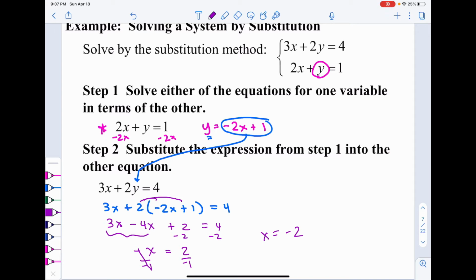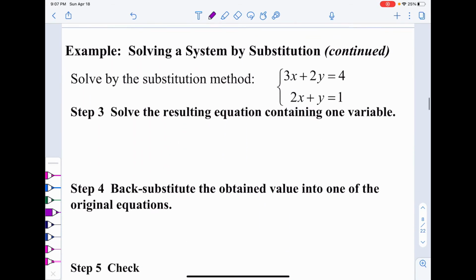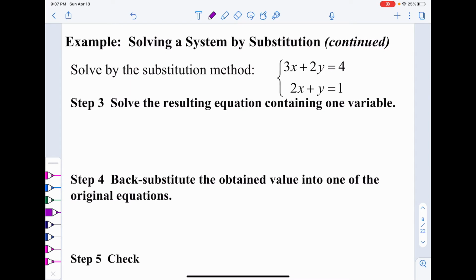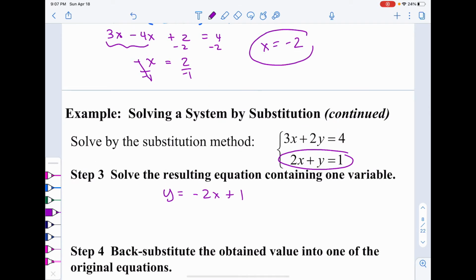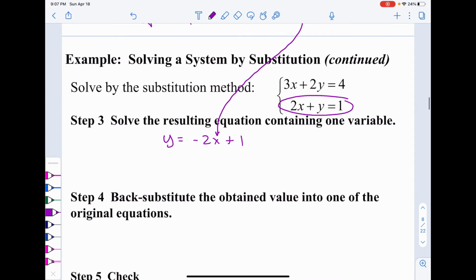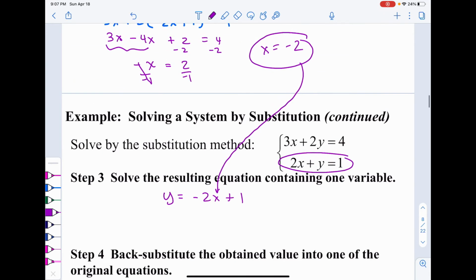I also need to find out what y is. So in the next step, step number 3, it says to solve for the resulting equation containing one variable. So we had already solved down the second equation where we said that y was equal to negative 2x plus 1. I would go back to that equation. And then if we have that x is equal to negative 2, all you're going to do is in place of x, plug in your negative 2. So that means for step 4, which is technically the back substituting, we said that x was equal to negative 2. Kind of did these a little bit faster than the steps 1, 2, 3, and 4 that they gave, but it's all good.